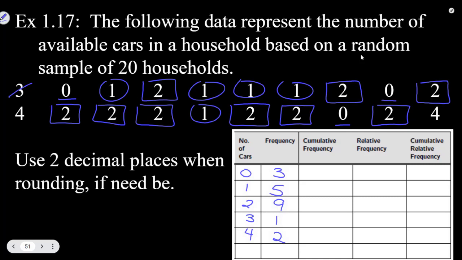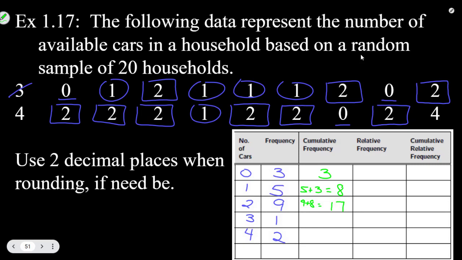But if we go on and put another column on there, we're going to do the cumulative frequency. I'm going to do that one in green. The cumulative frequency of 0 means how many outcomes were 0 cars or less. So in this case, that's just 3 that had 0 cars. When we go up to 1, it means 1 car or less. So we'd have the 5 plus the 3, so that's going to be 8. When we go to 2 cars, that means 2 cars or less. So we're going to have the 9 plus the 8 from the previous groups, and that's going to be 17.